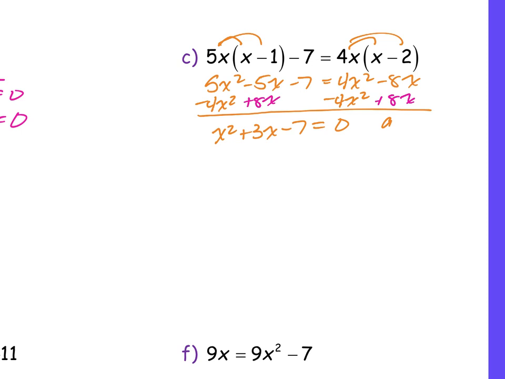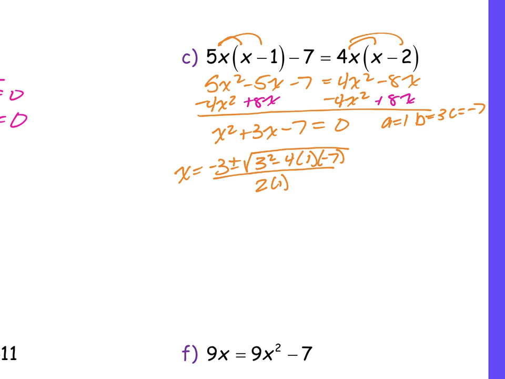So a equals 1, b equals 3, and c equals negative 7. Negative 3 plus or minus the square root of 3 squared minus 4 times 1 times negative 7, all divided by 2 times 1. Which equals negative 3 plus or minus the square root of 9 plus 28, all divided by 2. Which is going to equal negative 3 plus or minus the square root of 37, divided by 2. And that's it on that one. The square root of 37 cannot be simplified.